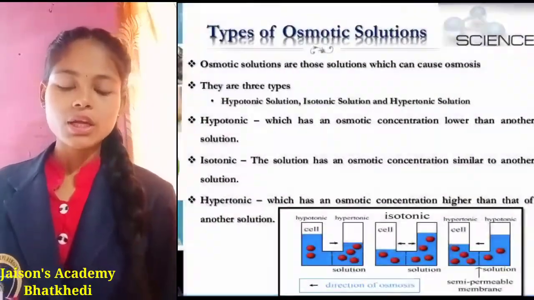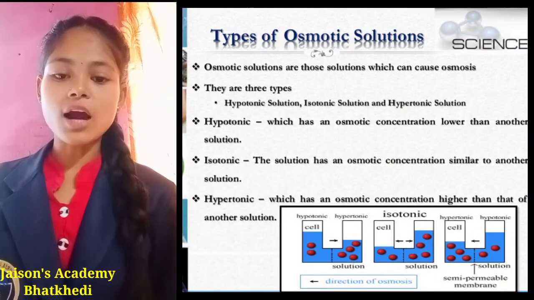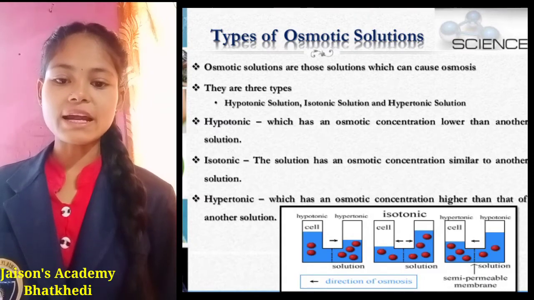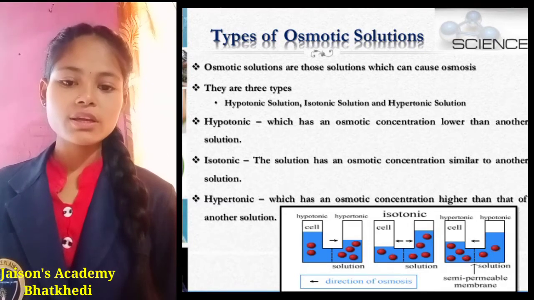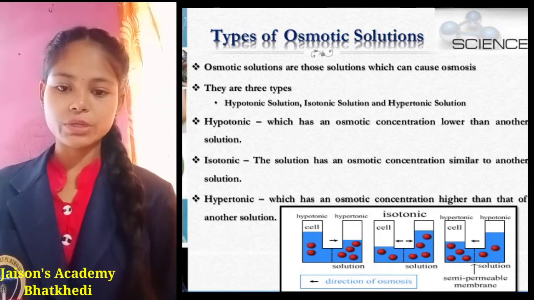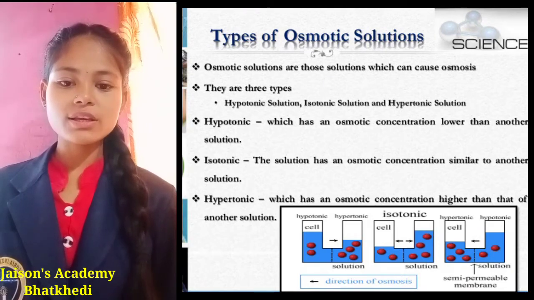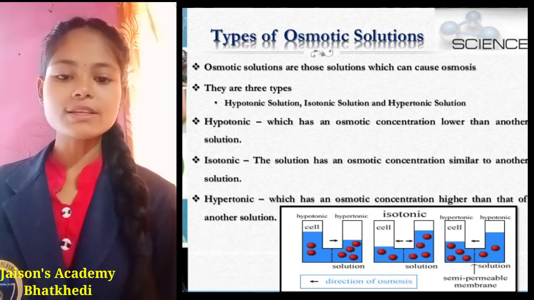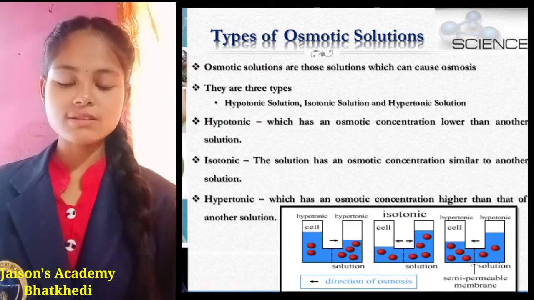For example, if the concentration of water is more in the outside medium as compared to inside the cell, the water will move from the outside medium into the cell. If the water concentration is higher inside the cell as compared to the outer medium, then the water moves from inside the cell into the outer medium. And if the water concentration is the same in the cell as well as in the outer medium, then in such a condition no exchange of water takes place.